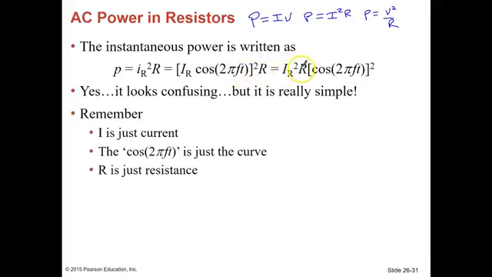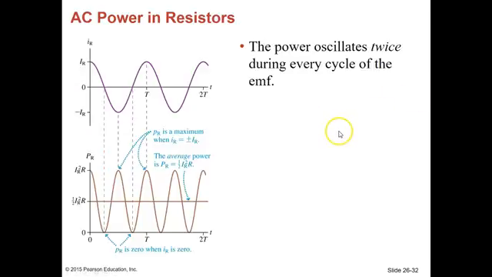So here we're going to do I squared R. We're going to take the I out, factor it out of this and just do I squared R times the cosine of 2 pi ft, and make sure you see that it's squared. It does look very confusing, but it is really simple. I is just the current in the circuit. The cosine of 2 pi ft gives us that curve, and R is just the resistance. So that should make it a little bit easier. I think everybody's thrown sometimes by all the cosines and then the 2 pi ft's. So don't let that confuse you.